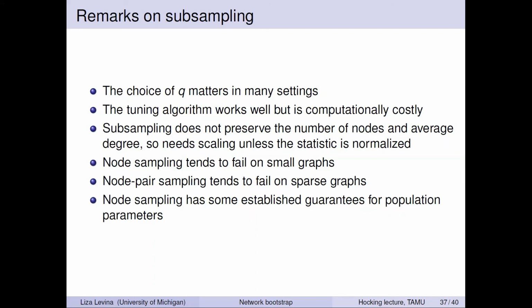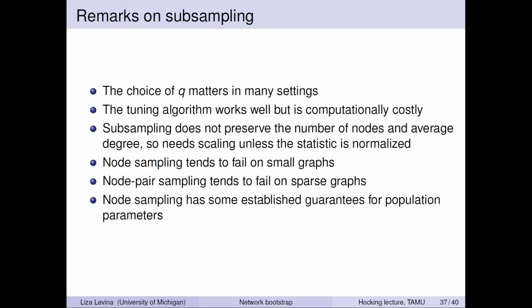As soon as you do subsampling, any kind of subsampling on a network, your number of nodes and edges is changing. We cannot preserve sample size. So it's never going to be N out of N bootstrap. It's going to be M out of N bootstrap, which requires rescaling. It can be done, but you just have to keep an eye on that.